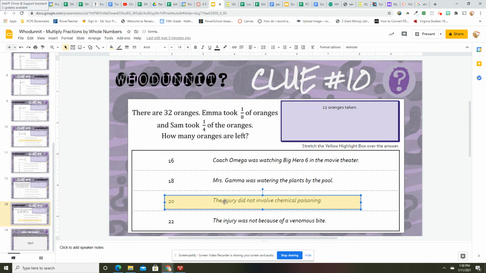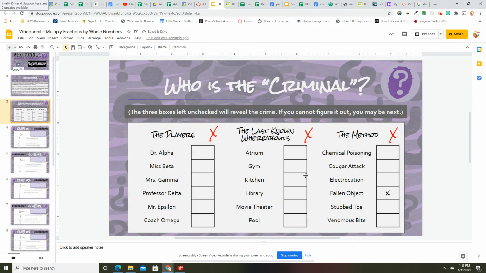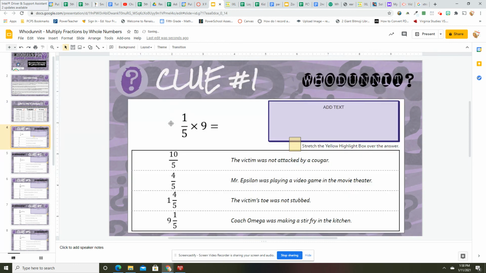Bring that down. The injury did not involve chemical poisoning, so you're going to take off chemical poisoning. Just start out here, multiply these, and bring your little highlighter tool over. You don't have to highlight the whole thing, but you can if you want.